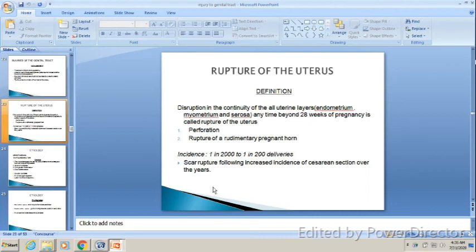Rupture of uterus: disruption in the continuity of all the uterine layers, that is endometrium, myometrium and serosa, any time beyond 28 weeks of pregnancy, is called rupture of uterus. So perforation and rupture of a rudimentary pregnant horn. These are the types. Okay. Incidence is 1 in 2000 to 1 in 200 deliveries. Scar rupture is following the increased incidence of C-section over the years.